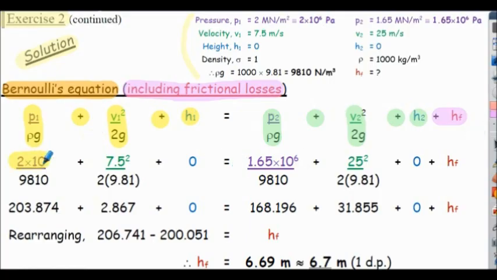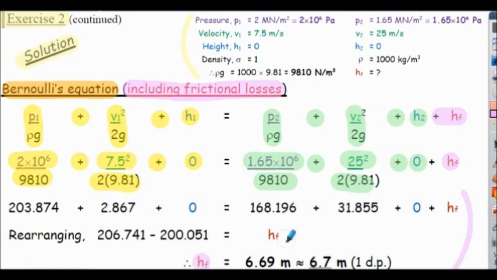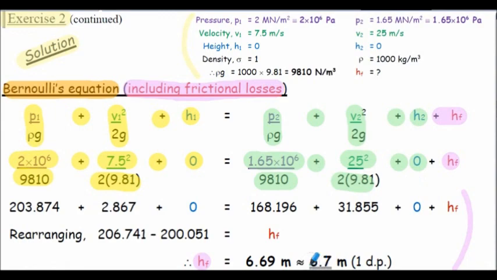Again, I'll let you review this at your own pace. Notice that H1 is 0, horizontal pipe here, so of course H2 will be 0. And the only unknown is HF, so we're going to rearrange the equation for HF. I'll let you review the calculations at your own pace, but the frictional loss in terms of height, HF, is approximately 6.7 meters to 1 decimal place.